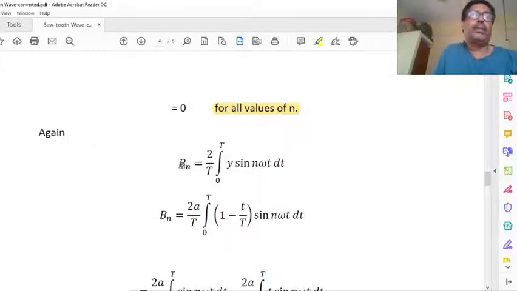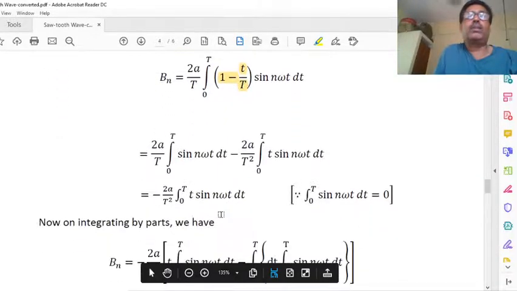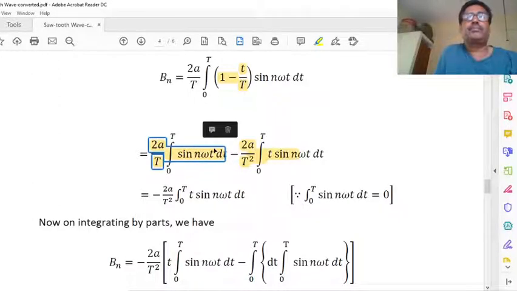Again, finally bn. bn is equal to this one. As we know, y is equal to 1 minus t by T. Again, go to solve this. First, we resolve the bracket. After resolving the bracket, we get two terms. Here, this one is 0. So we leave this, and now we come to this.